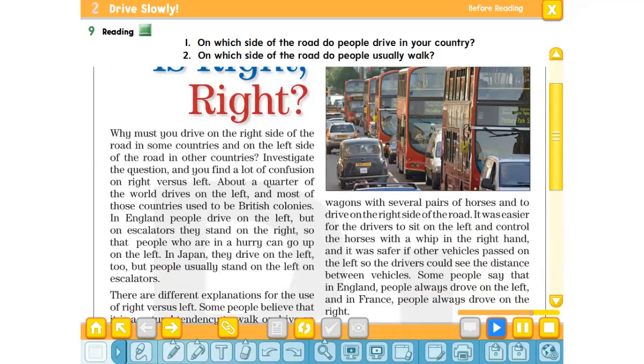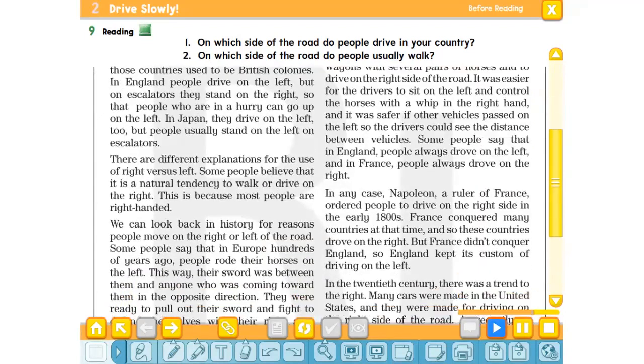Some people say that in England, people always drove on the left, and in France, people always drove on the right. In any case, Napoleon, a ruler of France, ordered people to drive on the right side in the early 1800s. France conquered many countries at that time, and so these countries drove on the right. But France didn't conquer England, so England kept its custom of driving on the left.